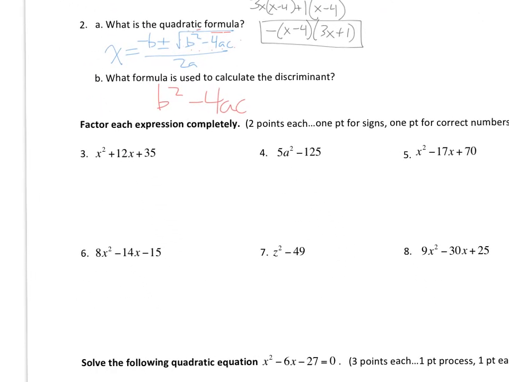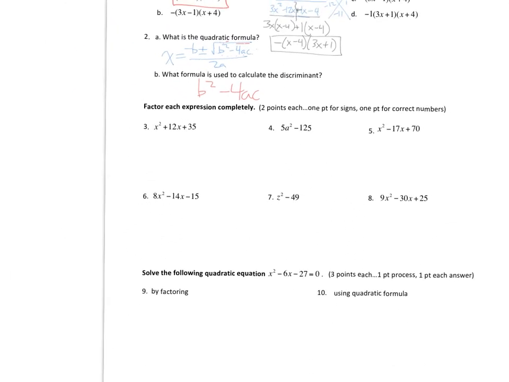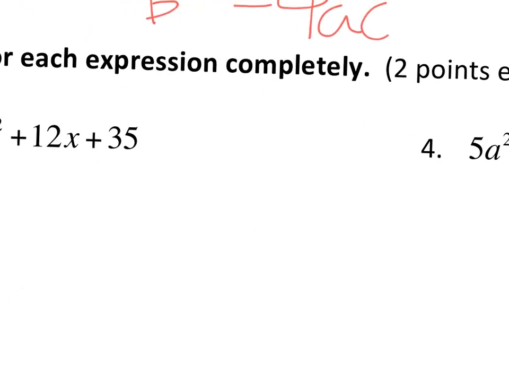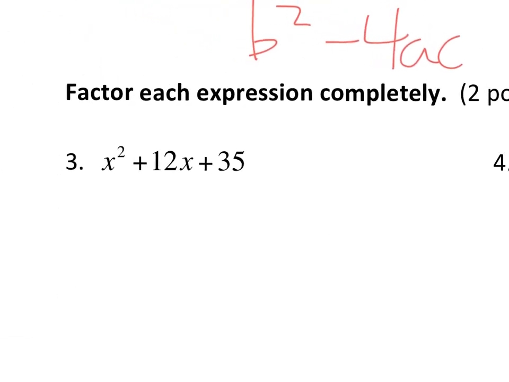Next instructions say factor each expression completely. When you see that phrase factor, a couple things should be going through your head right away. First, look for GCF, greatest common factor. Second, if you're dealing with four terms, we're going to use the curtain method, grouping. If there's three terms, we're going to use our product sum method to factor the trinomial. And if there are two terms, you're looking for a difference of squares possibly. But GCF always first.